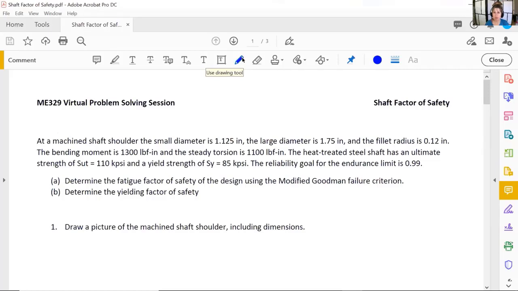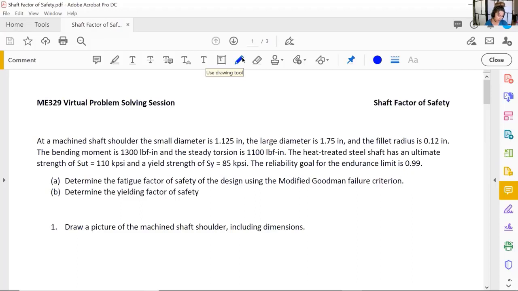We're going to look at two problems this week, and the first problem is more of an analysis problem where you're given the dimensions of a particular location at a shaft, you're given the material properties, and you are trying to figure out the factors of safety. So we'll just jump in.